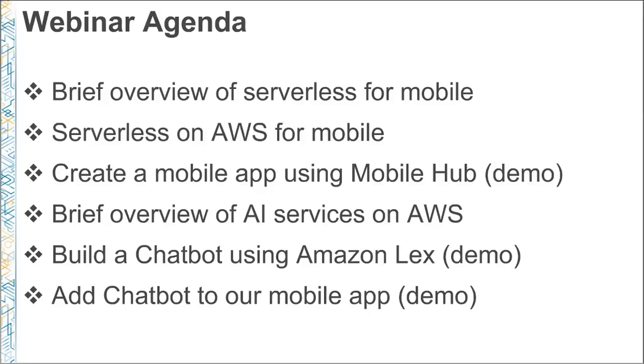We're going to do a brief overview of serverless for mobile. Then we're going to talk about serverless on AWS for mobile. So there's the differences of how AWS handles serverless. And then we're going to create a mobile app, a real demo using Mobile Hub. And then we're going to go over a brief overview of AI services on AWS. And then we'll build a chatbot using Amazon Lex in their console.